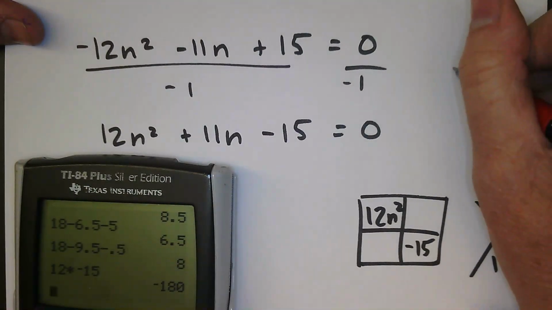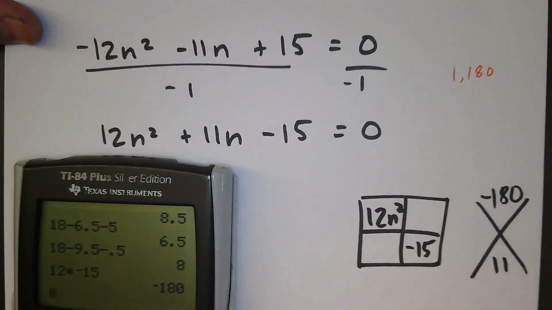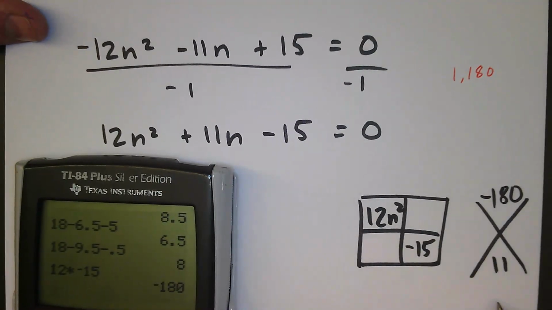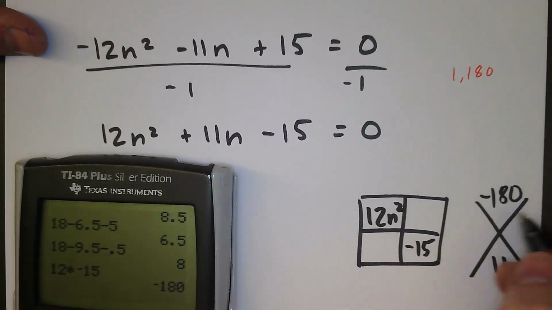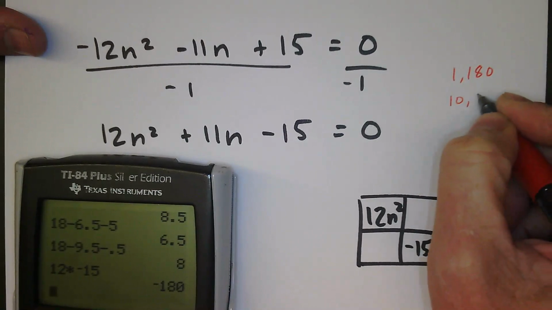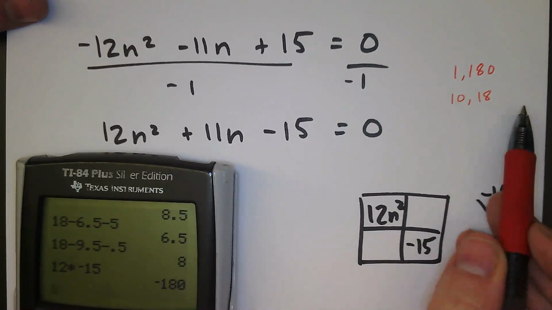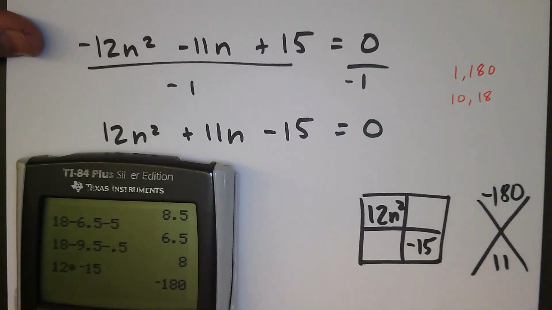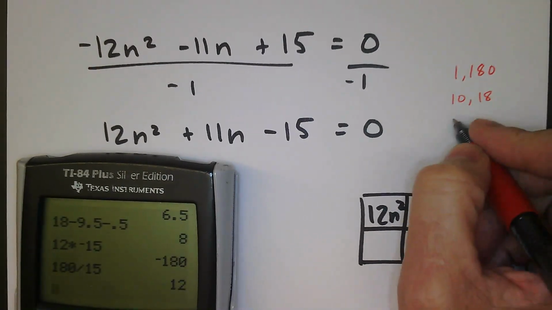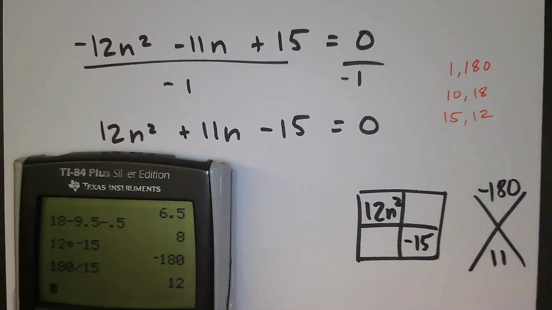Now I could go really small and do the 180, but that's not going to combine anyway to get 11. So let me go, it ends in a 0, let me go 10 and 18. I could get that to combine to either an 8 or a negative 8. That's not going to work. Let's see, 180 divided by 15. Yeah, that goes in there, 15 and 12. I can't get that to combine to an 11.